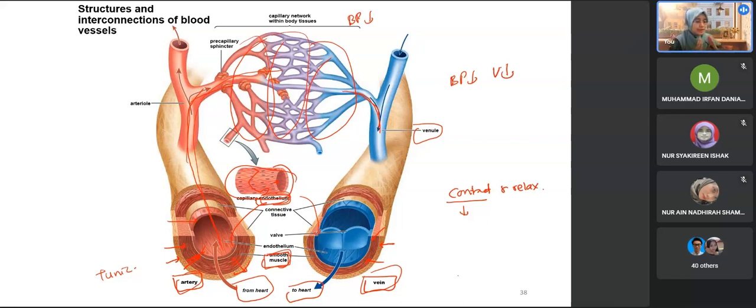So in order to make sure that the blood always flows forward in the vein and to prevent backflow of the blood in the vein, the vein will have valves. Only the vein has valves. So this is to make sure that the blood will always flow forward when the blood flows with low blood pressure and low blood velocity. Okay, artery tak payah ada valve, sebab the blood is already flowing with high velocity and high blood pressure.